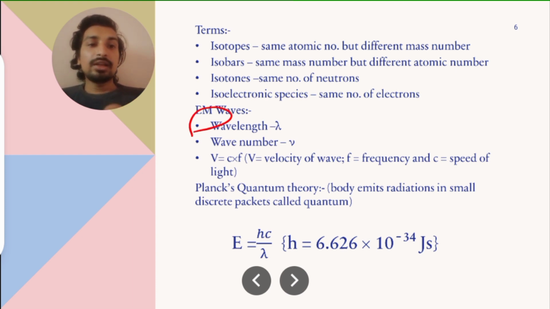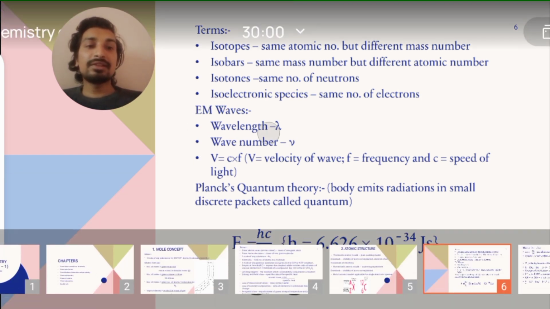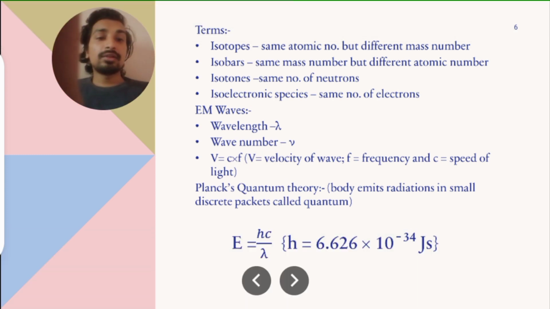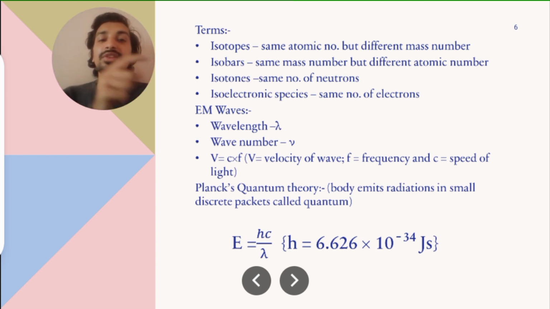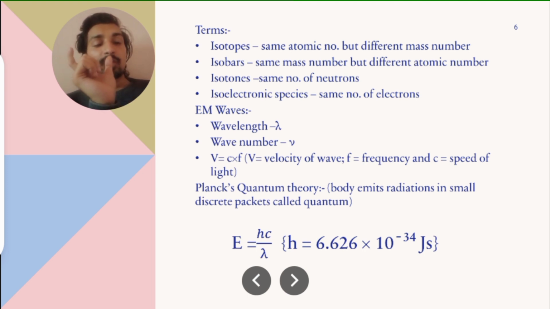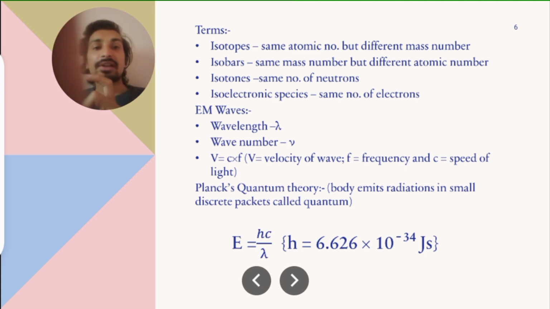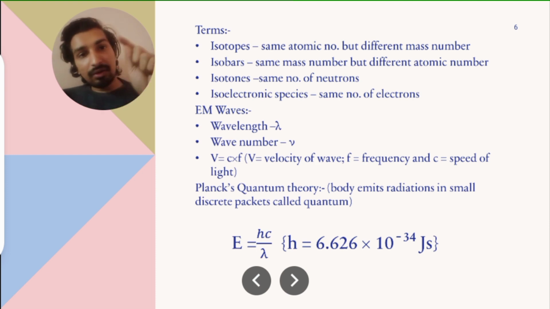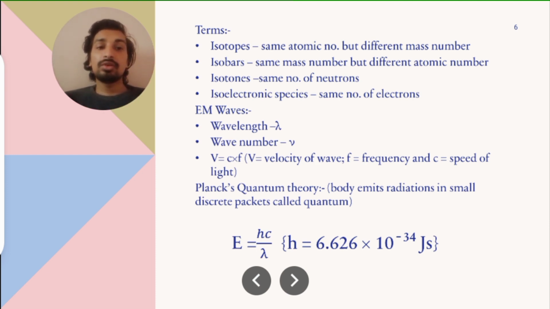And then you know the symbol of wavelength. Wavelength is lambda and wave number is this symbol, nu, and velocity is equal to c into f. What is wave number? Wave number is the number of waves in a unit length. If you take 1 meter or 1 centimeter, how many waves are there? That is called wave number. And velocity of the wave is equal to speed of light into frequency of the wave.